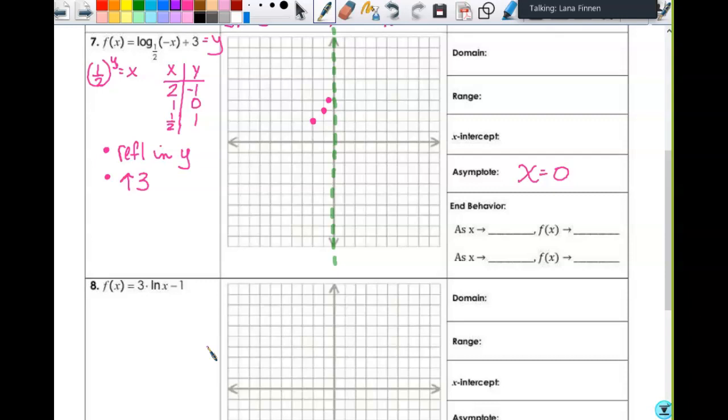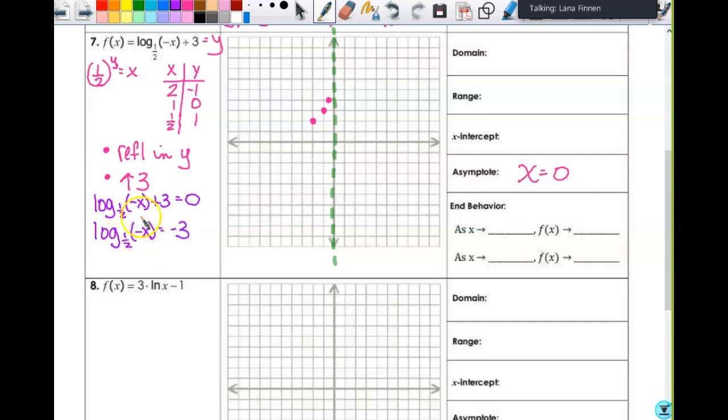Do y'all agree with my 3 points that I have right now? Yes. Okay, so I haven't sketched anything in yet because I want to get my x-intercept. That means that's my x value when y is 0. So I'm going to have log base 1/2 of negative x plus 3 equals 0. So I'm going to subtract 3 from both sides. That gives me log base 1/2 of negative x equals negative 3.